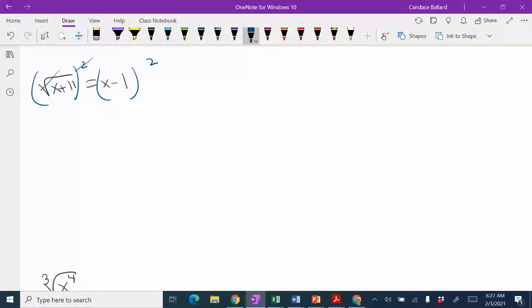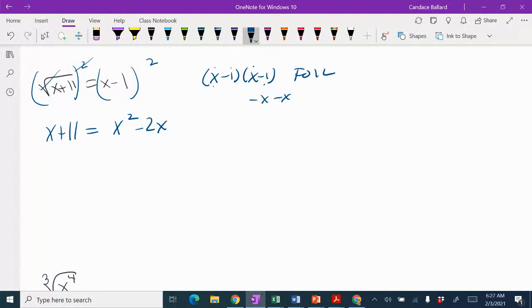So I am going to cancel these. So x plus 11 equals. This here means when I have squared, that means I need to write it twice and I need to FOIL it. So x times x would be x squared. X times negative 1 would be negative x, and I have two of those, which gives me negative 2x, and then negative 1 times negative 1 is positive 1.